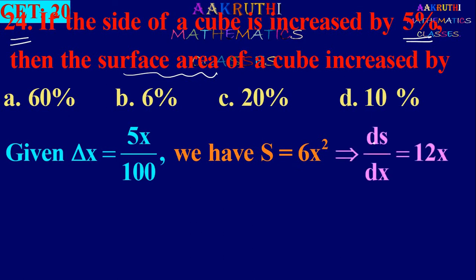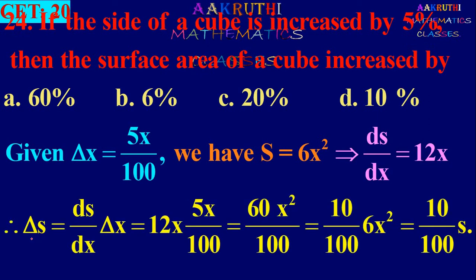When we differentiate this, we get ds by dx equal to 12x. So next we have to find delta S. So delta S can be written as delta S divided by delta x into delta x. So in approximation, we can write delta S by delta x as ds by dx.